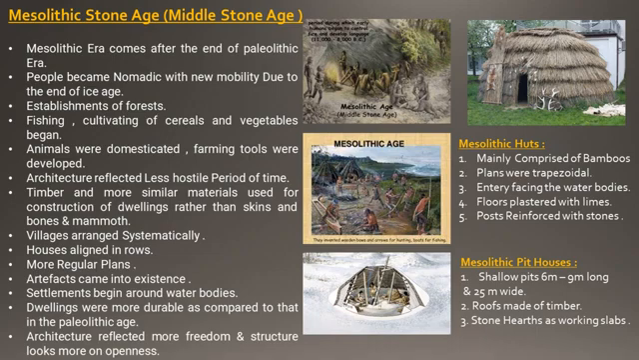Houses were more durable as compared to the Paleolithic era, as in this phase they used more stone and timber for construction. Two types of Mesolithic Stone Age houses are the hut and the pit house. Huts mainly comprise bamboo and the plan is trapezoidal. Huts face water bodies and have lime plaster floors, with posts reinforced with stones, whereas pit houses have a shallow pit about 6 to 9 meters long and 25 meters wide, with a roof made of timber and stone slabs.